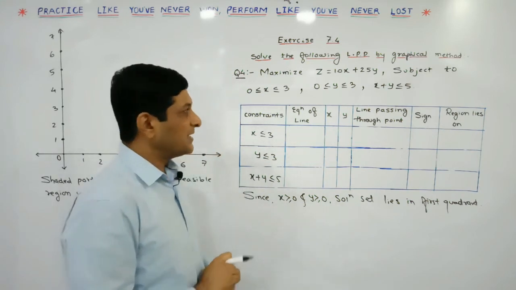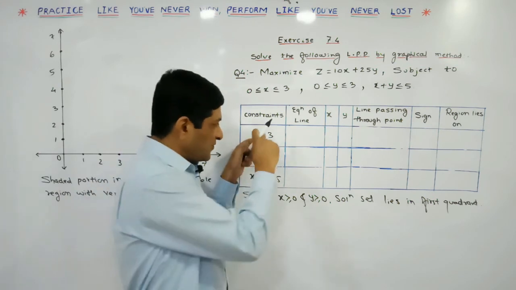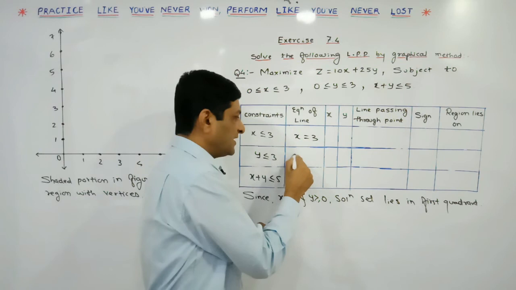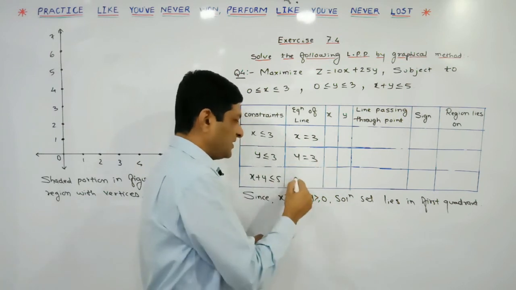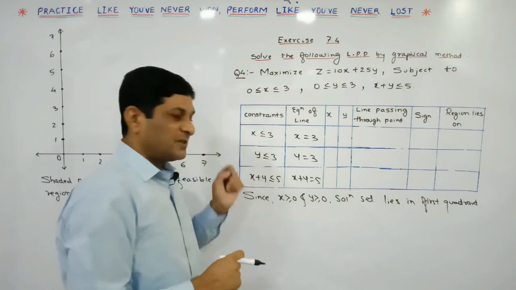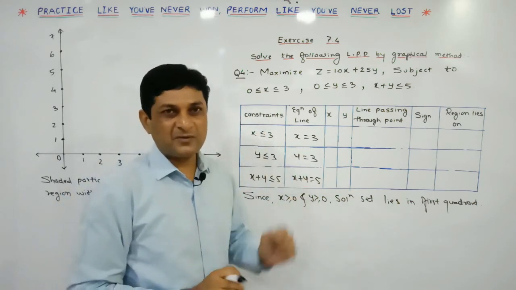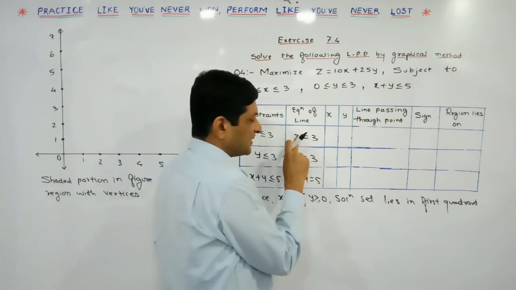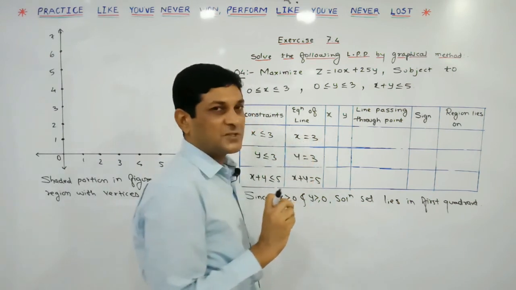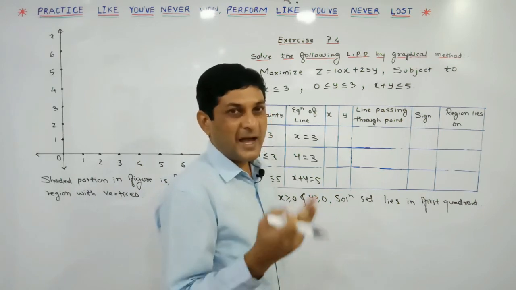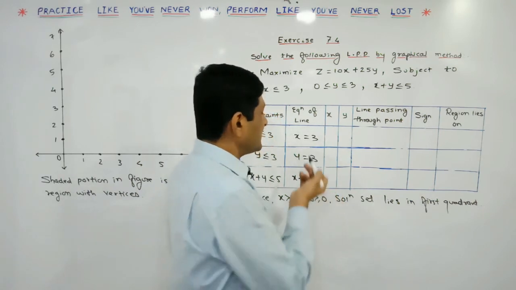Now to draw the lines, from these constraints we will get which lines? x is equal to 3, y is equal to 3, and x plus y is equal to 5. To find the solution set of these constraints, first we have to draw these lines. If you observe the first line, its equation is of the form x is equal to a constant, which means this line is parallel to which axis? Parallel to the y axis, and passes through the point.